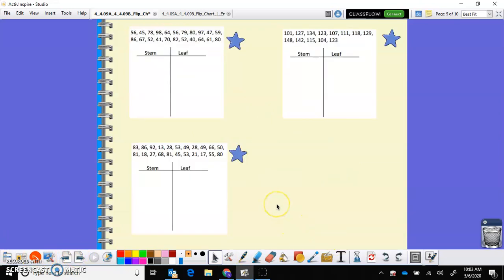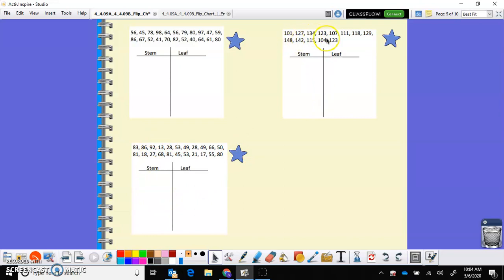Okay, so here are some practice ones for us to do. On your paper, first we're going to do this one up here. I want you to put those numbers in order from least to greatest, and then we'll create the stem and leaf plot from there. You can pause the video now while you're doing that. After you've finished that one, then I want you to go to this one on the bottom. And I'm going to show you a little something about the one on the top.